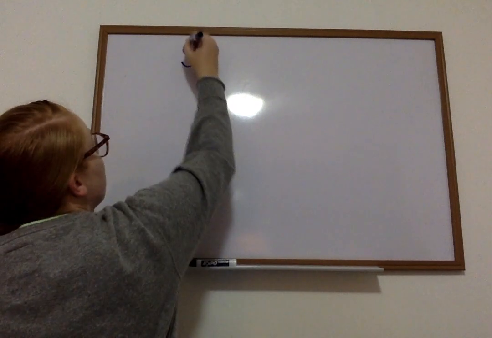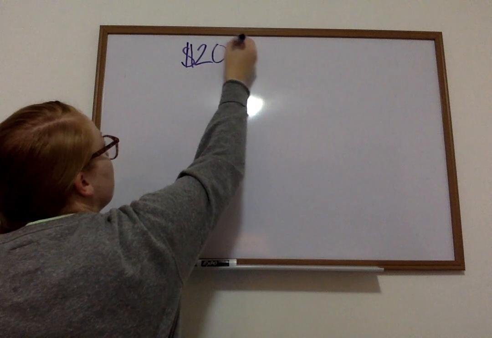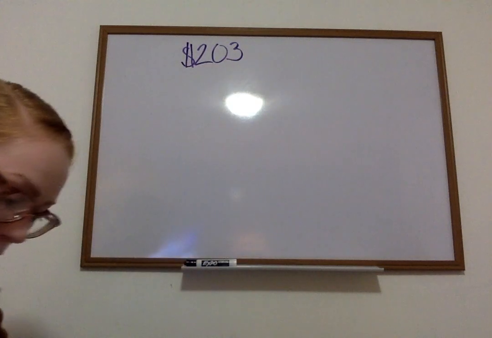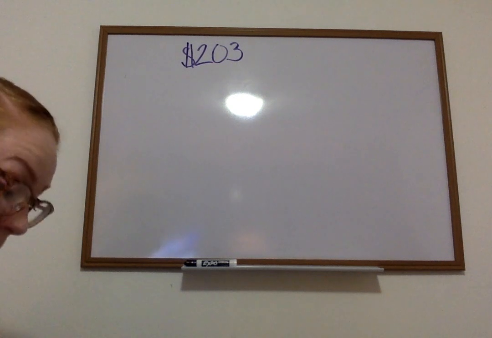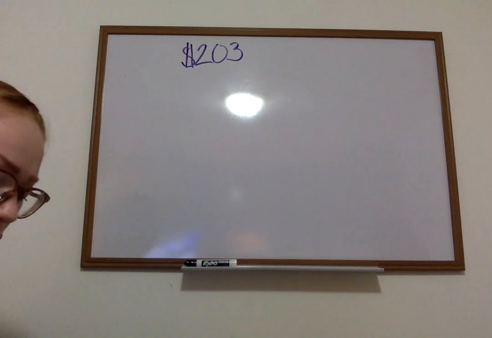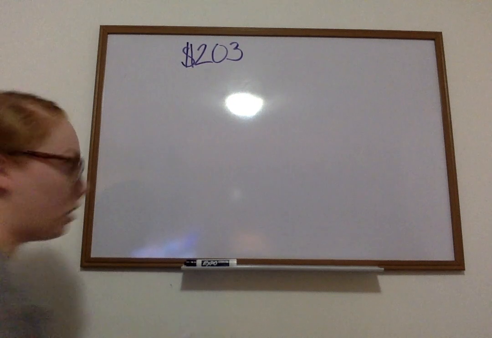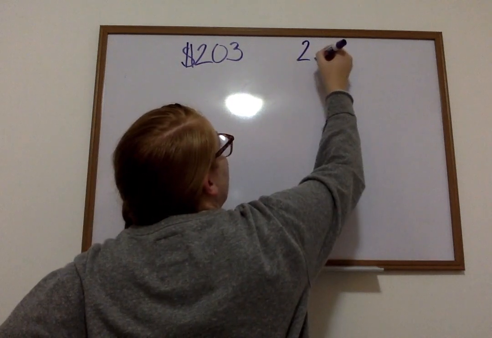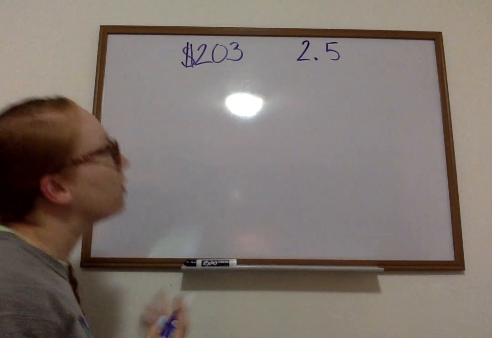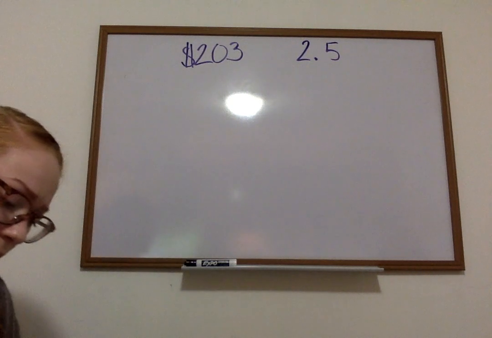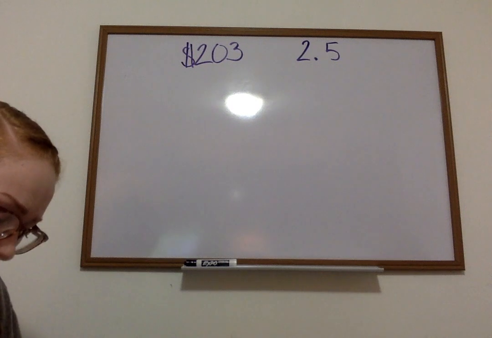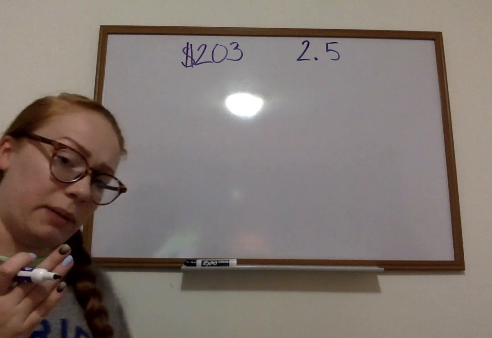An ice rink charges $203 per hour for parties. How much would a 2.5-hour party cost? So the party is going to be 2.5 hours, and I want to know, if I'm going to have a party for 2.5 hours, how much is it going to cost at the ice rink? Well, first thing I'm going to have to do is multiply my two numbers.